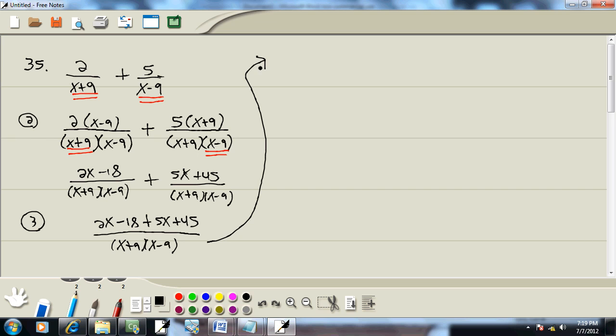Now, no matter where you are in mathematics, what section, what course, if you can combine together like terms, combine together the numbers, usually you do. So 2x plus 5x is 7x, and negative 18 plus 45 gives us 27. Yeah, I believe so, 27. And then this remains.